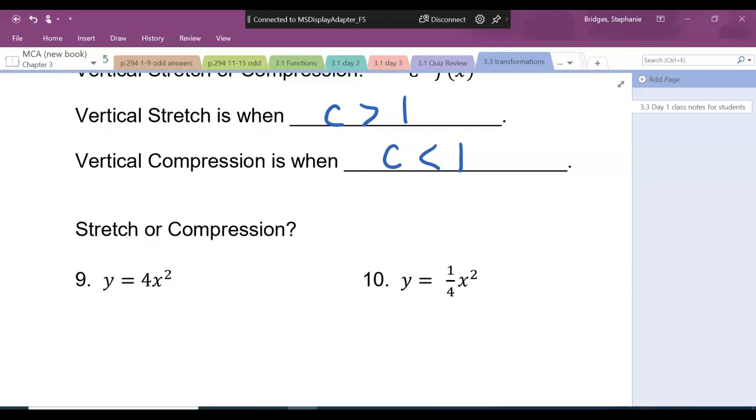What am I multiplying number 9 by? 4. Is that bigger than 1 or smaller than 1? Bigger, so that's going to be a stretch. And then what about number 10? I'm multiplying it by 1/4, so that would be a compression. That's it, right? That's at the bottom of the notes, okay.